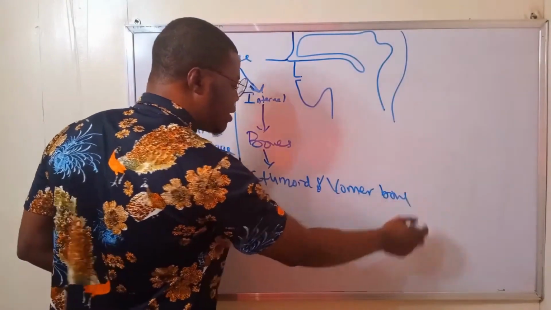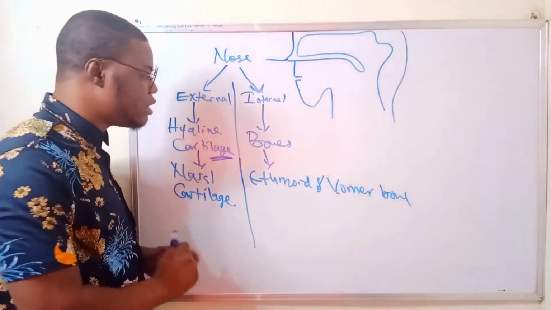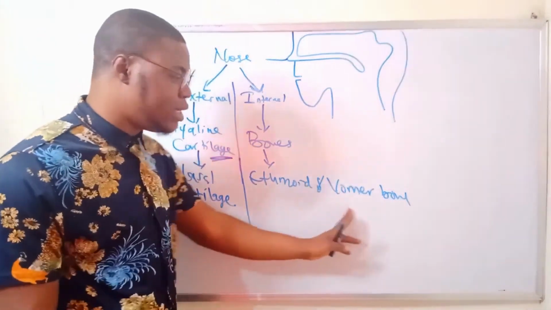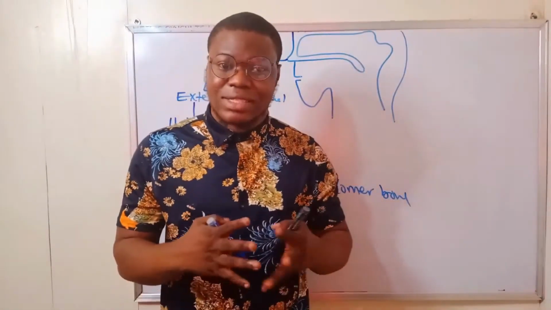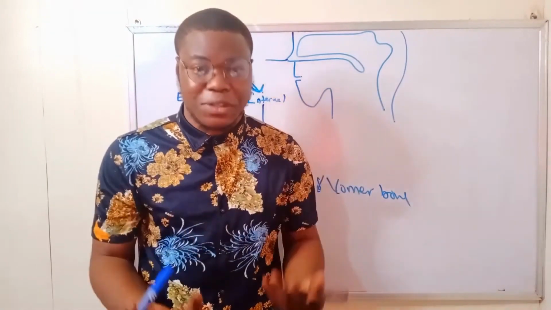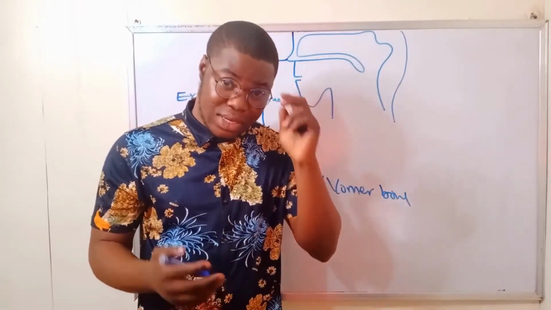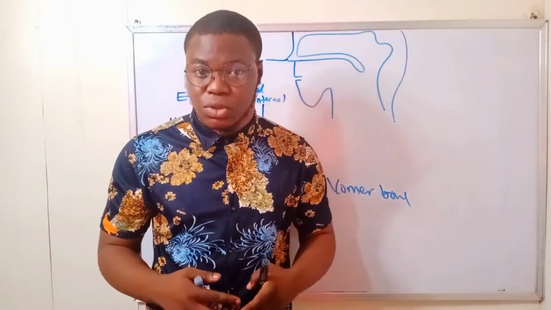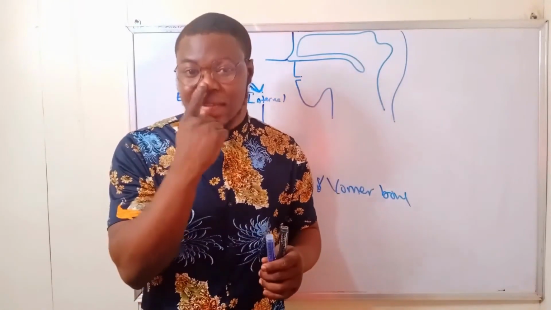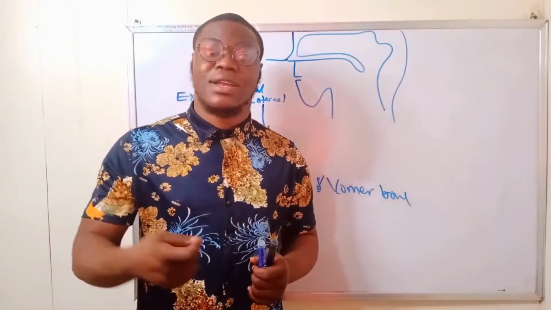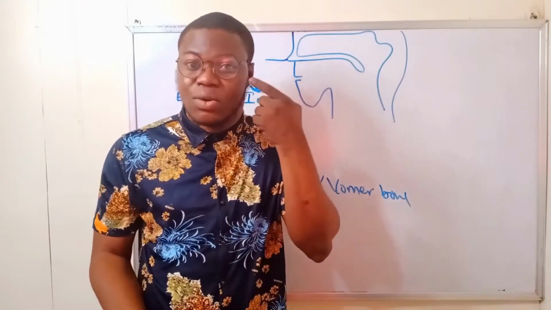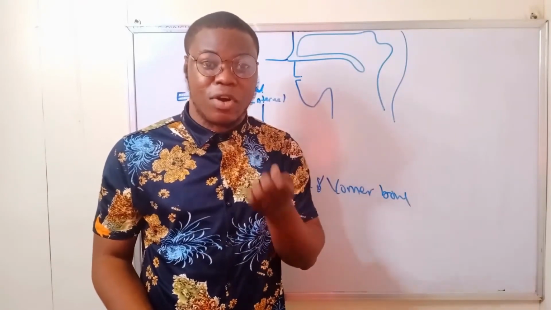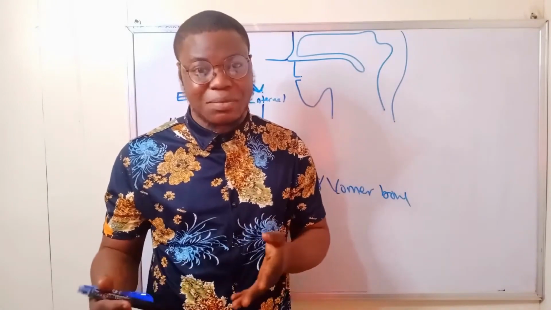As simple as that. So the internal nose is made up of bones, which are the ethmoid and the vomer bone. So a quick recap. The nose is an organ of the respiratory system, and it is divided into two: the internal and the external nose. The external nose, the pointed end, is made up of hyaline cartilage, called the nasal cartilage. And then the internal nose is made up of bones, called the vomer and the ethmoid bone.